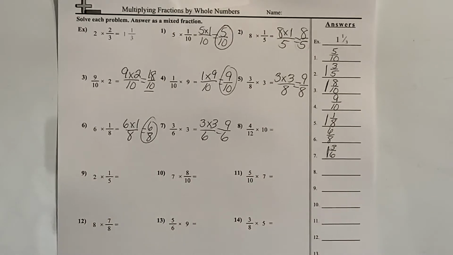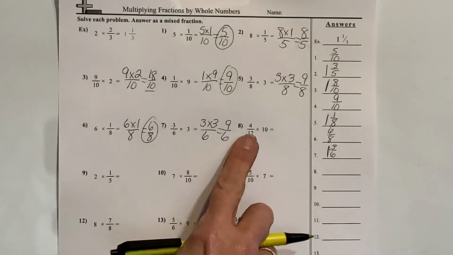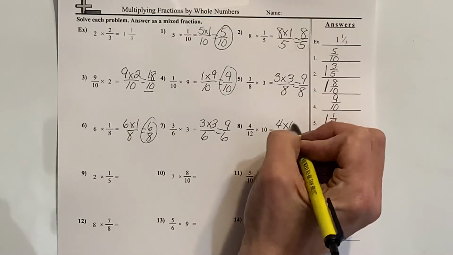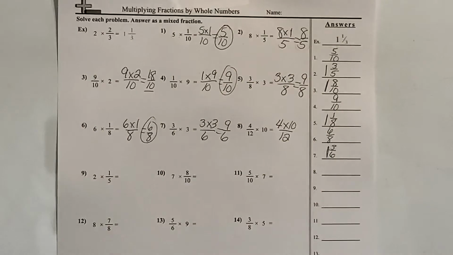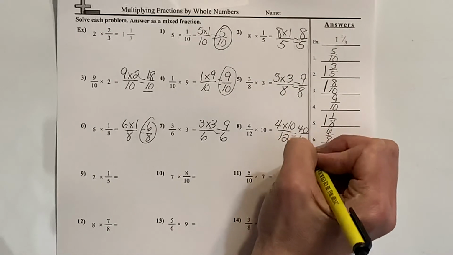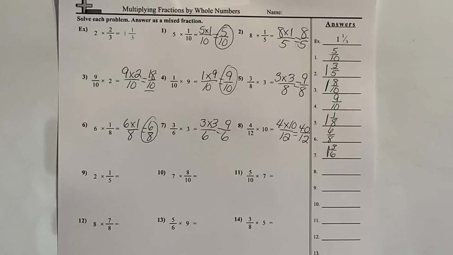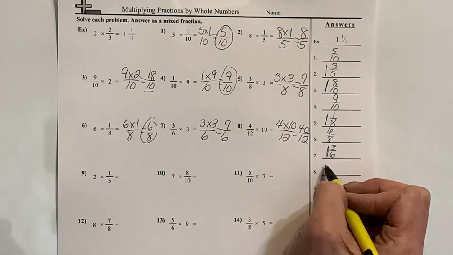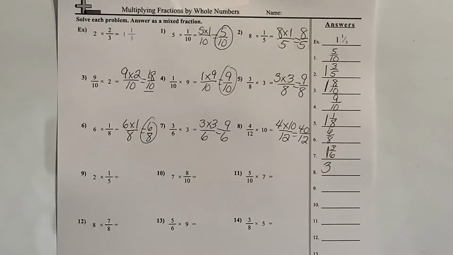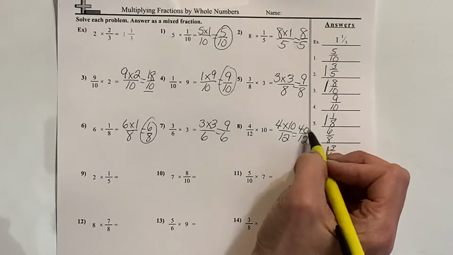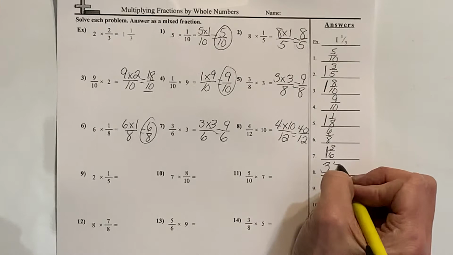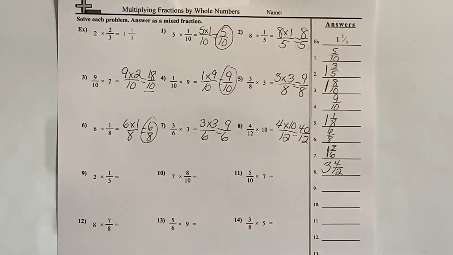All right, 4/12 times 10. If we wrote this out 10 times, we would have 4 times 10 over 12ths, and that would equal 40/12. Well, when I look at that, if I take 12/12 out, I still have too much. If I take 24/12 out, that would still be too much. So I need to take 36 out. That would be 3 wholes that I'm taking out of there, so I've got 36, and 40 minus 36 would be 4. So that would be 3 4/12.